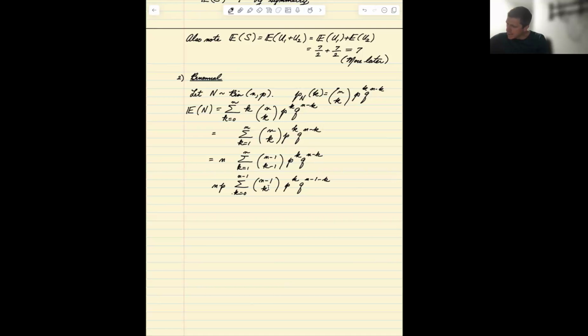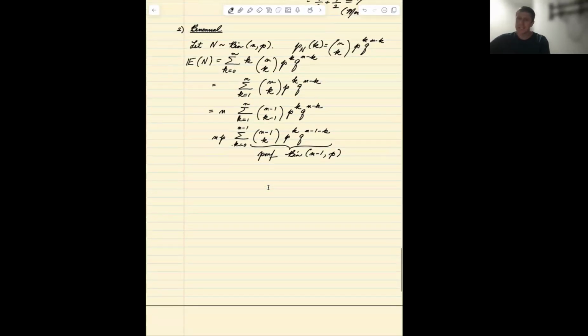But this here is the probability mass function of the binomial with n minus 1 trials and success probability p, and it's the sum over all possible values from 0 to n minus 1. So it's the sum of all probabilities, all possibilities of that random variable. So the sum has to be equal to 1, and we're just left with n times p for the binomial.